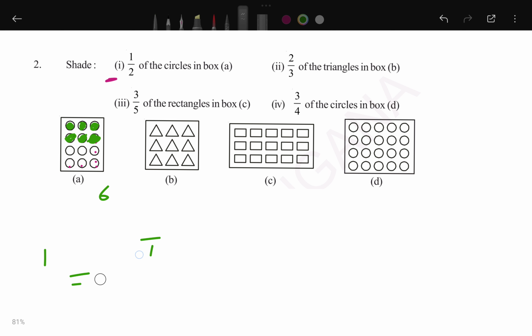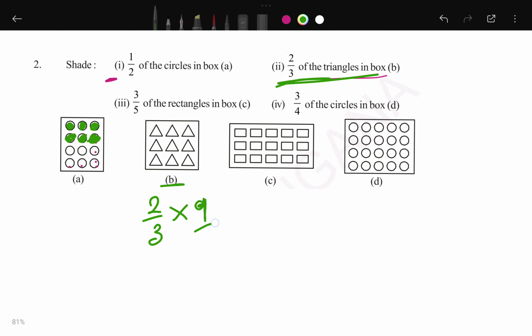Okay, now let's see the question number 2. It is telling that 2 by 3 of the triangular boxes. In the triangular, write the 2 by 3 boxes. So this is a 2, this is a 3. How many 2 by 3 boxes? In the triangle, in this one, how many triangles are there? There are 9 triangles, write 9. And there is nothing, write 1.